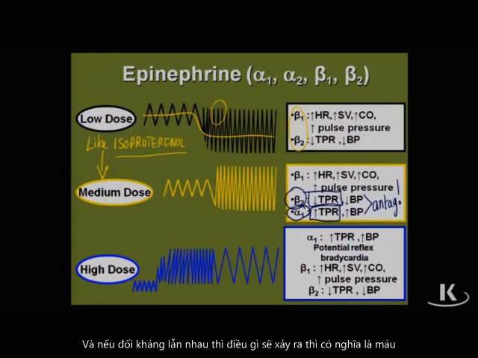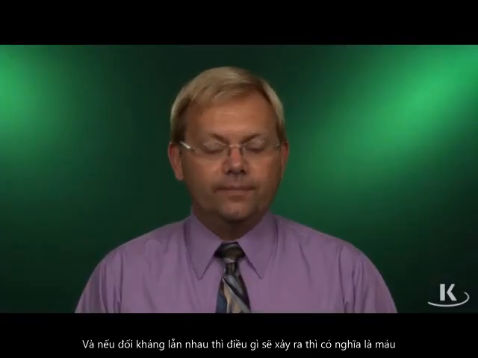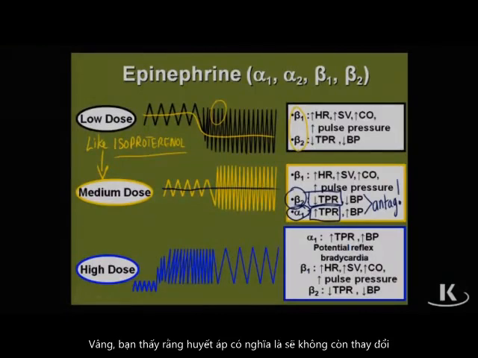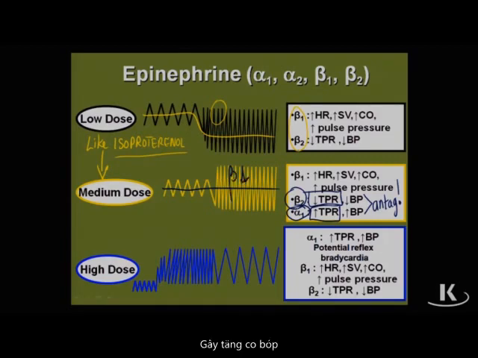And if they antagonize each other, what should happen then to mean blood pressure? Well, you see that mean blood pressure would no longer change. No change in mean blood pressure, what is left? The only thing left is the beta-1 activity of the drug causing increased contractility and, of course, tachycardia. So is it fair to say that epinephrine at medium dose looks like a beta-1 agonist? You bet. And guess what would be the drug that would look exactly like medium dose epinephrine? The drug dobutamine. Dobutamine is a selective beta-1 agonist more than beta-2.